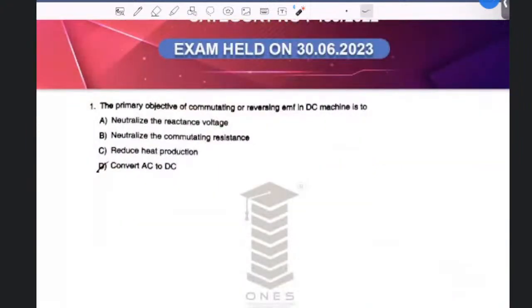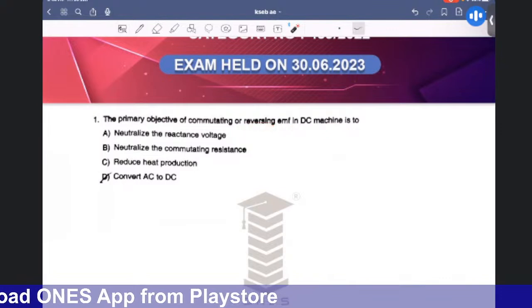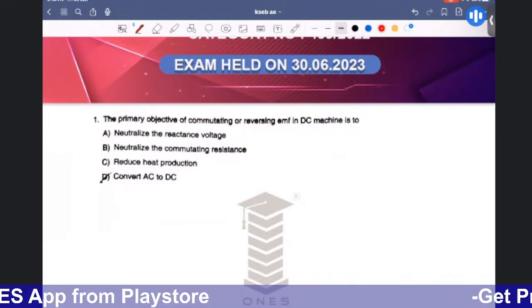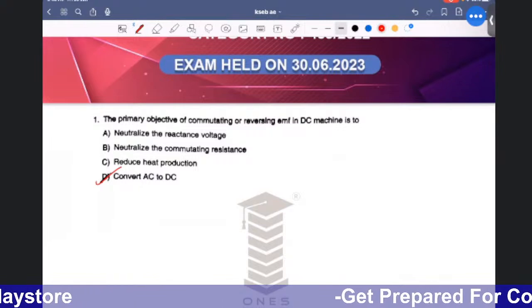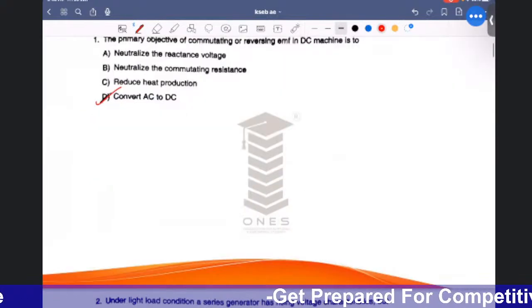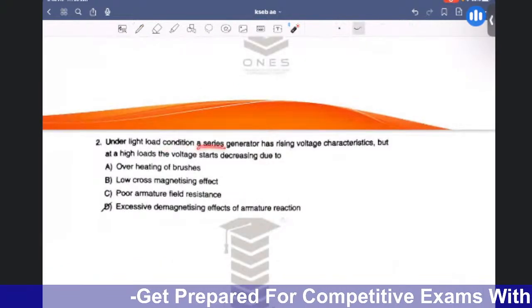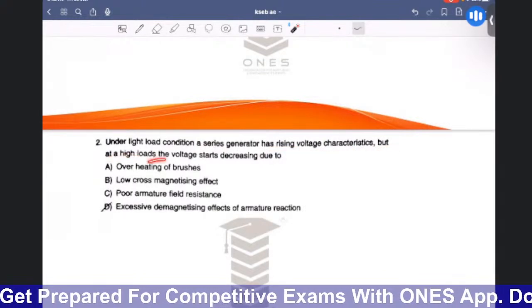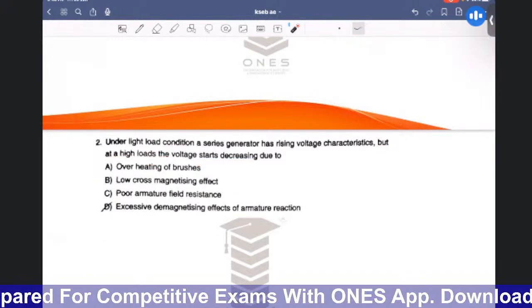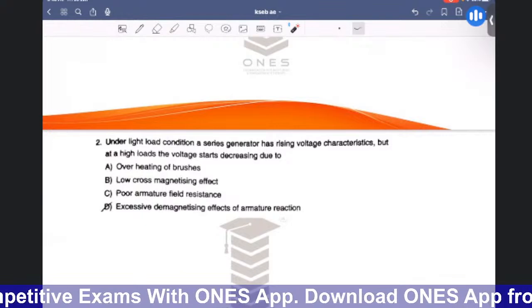Okay, first question: the primary objective of commutating or reversing EMF in DC machine is to... primary objective endane, it is for conversion of AC to DC. Okay, next question: under light load condition, a series generator has rising voltage characteristics, but at a heavy load the voltage starts decreasing. Okay, ഒരു സീരീസ് ജനറേറ്ററിന്റെ ഹെവി ലോഡിന്റെ സമയത്ത് വോൾട്ടേജ് എന്താണ് ചെയ്യുന്നത്?